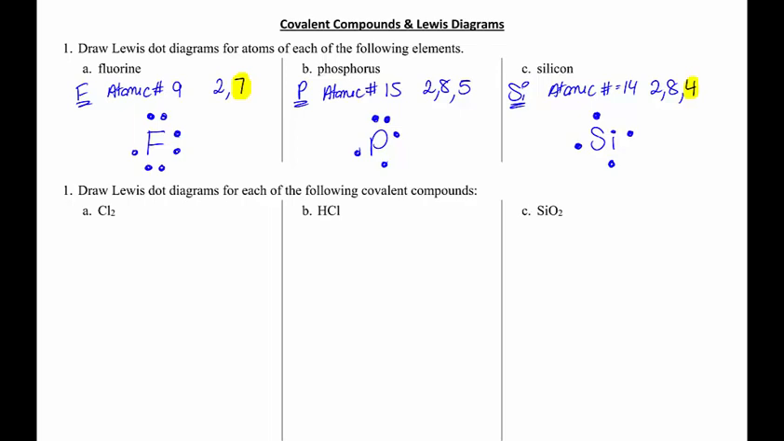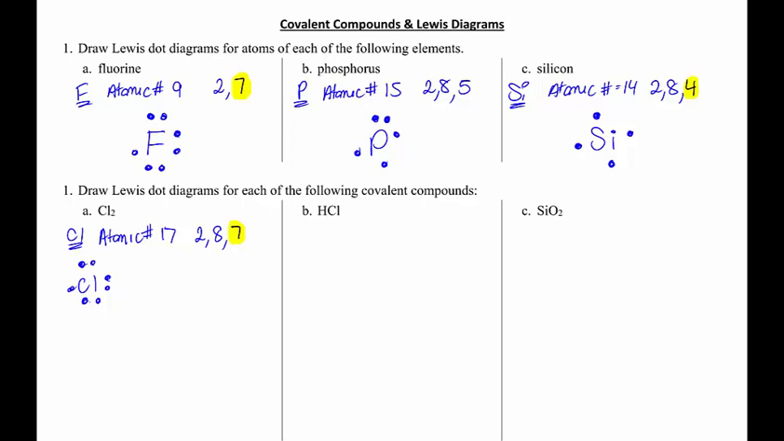The next question is draw Lewis dot diagrams for each of the following covalent compounds. So Cl2, so chlorine is atomic number 17. So it would have 2 electrons in the first energy level, 8 in the second, 7 in the third. So the 7 is what we're representing in the dot diagram. So I've got Cl, 1, 2, 3, 4, 5, 6, 7.